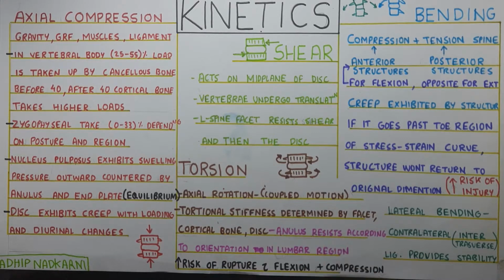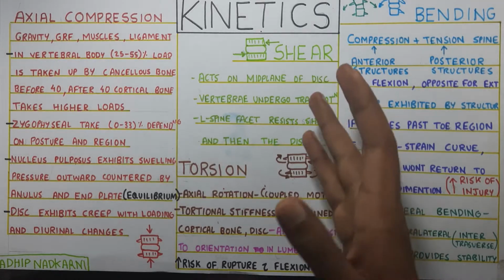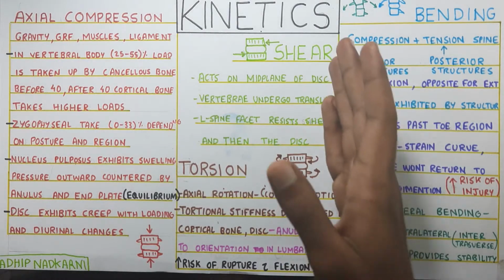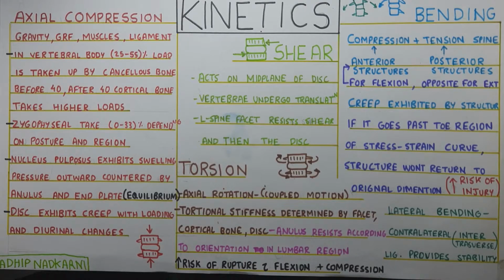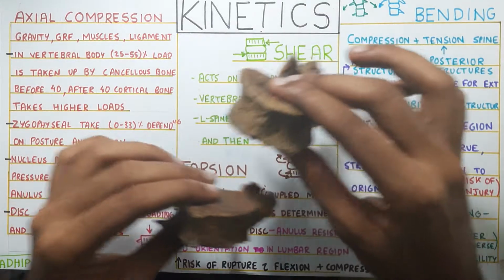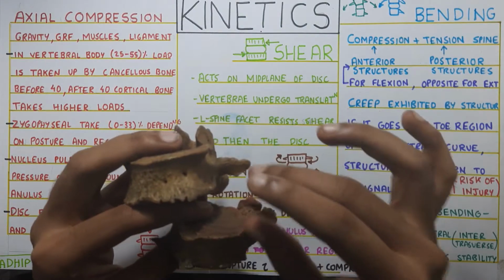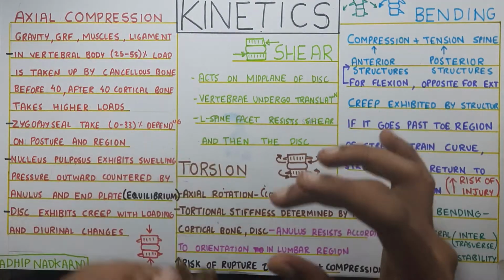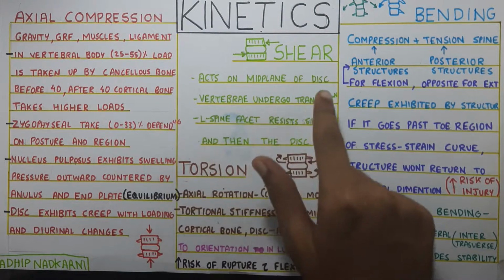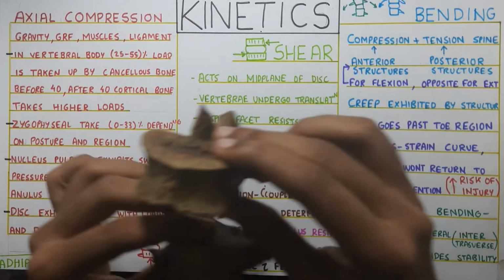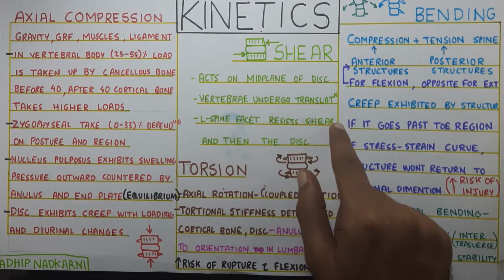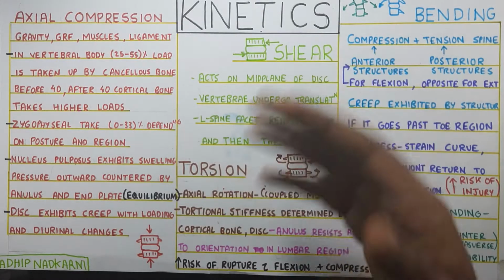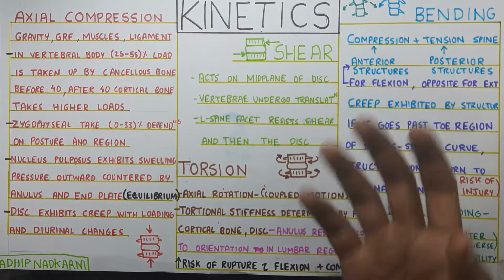Next, going on to the further force, that is the shear force. It acts on the mid plane of the disc, as I told you before. Basically the two vertebrae will be going in opposite directions, and hence the force will be mostly seen on the disc, and the vertebrae undergo translation. There is lateral translation, and the lumbar spine facets will resist the shear force, and whatever leftover force is there will be taken up by the disc.